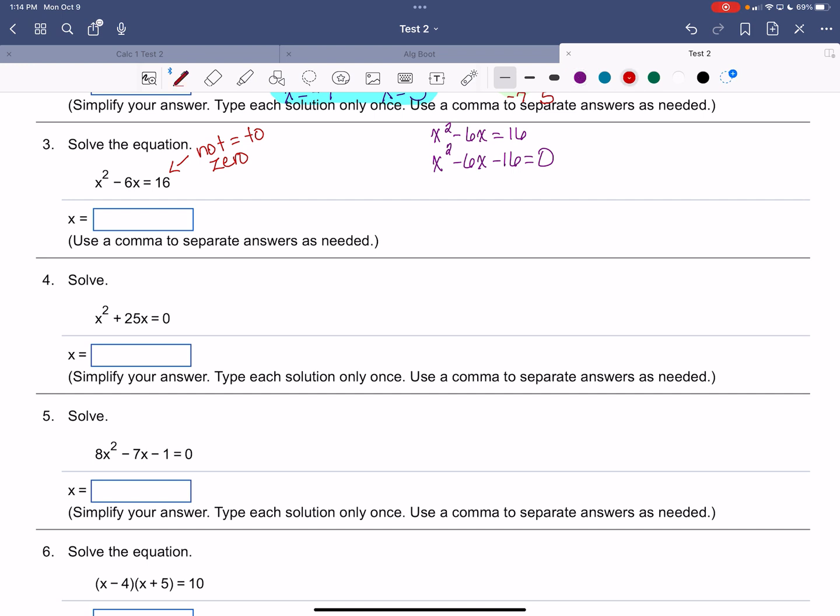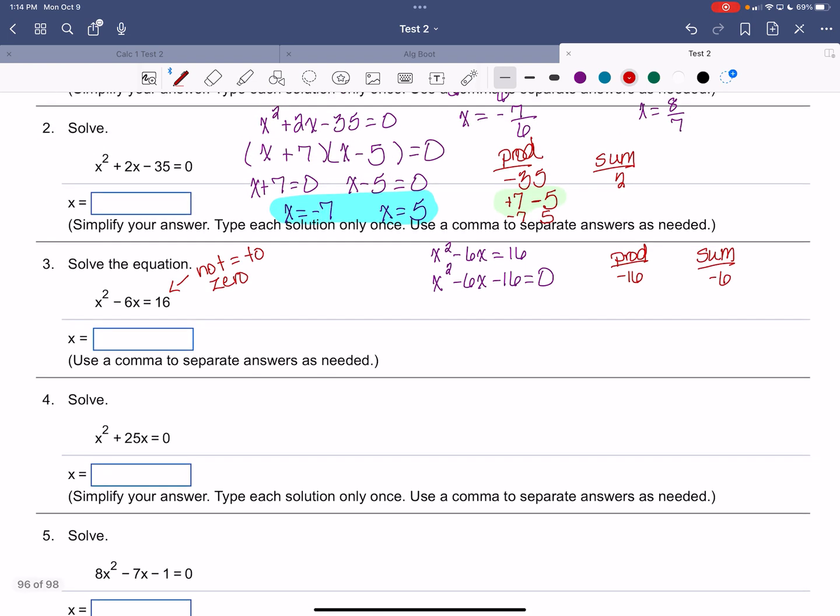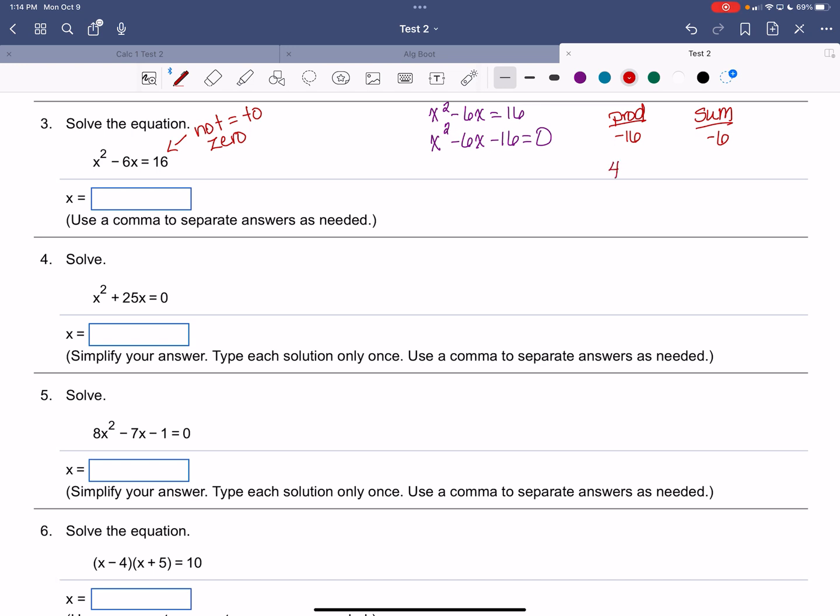Now I can factor. My product is negative 16, and my sum is negative 6. So I need two numbers multiplied together give me negative 16, and added together give me negative 6. The first that I think of is 4 and 4. Good, negative 8 and 2. Now remember, one's got to be positive and one's got to be negative. My numbers are negative 8 and 2. So I can write that as x minus 8 and x plus 2.